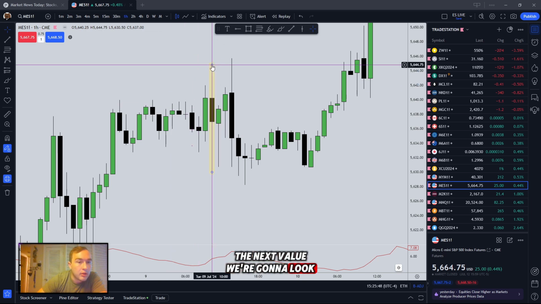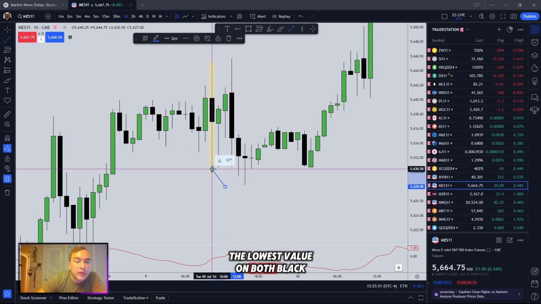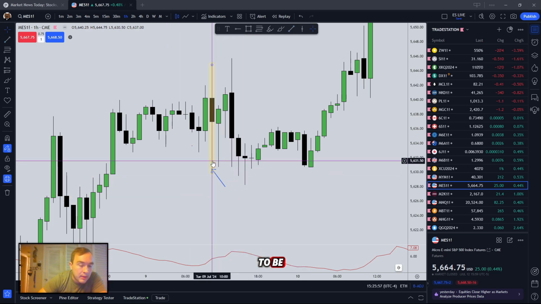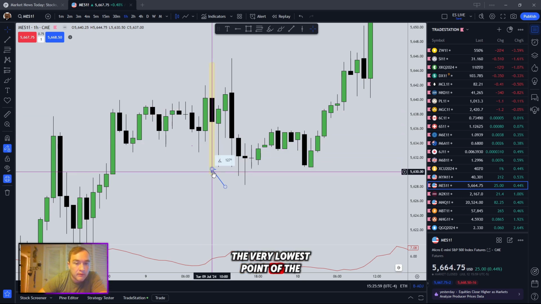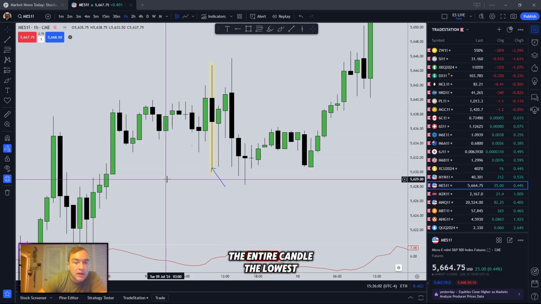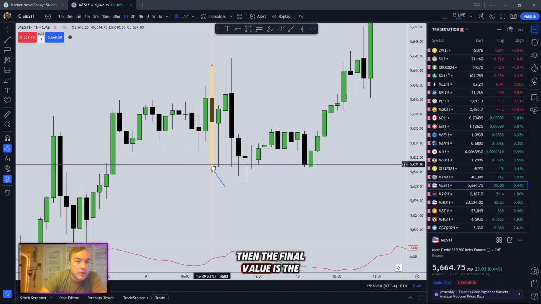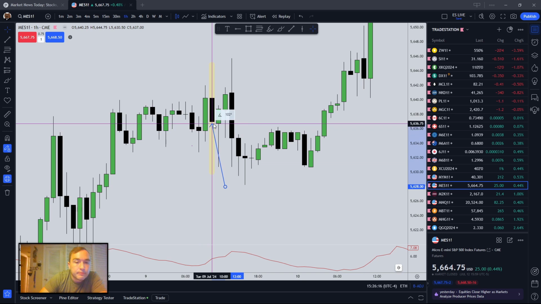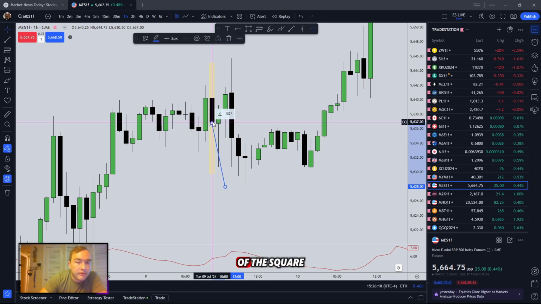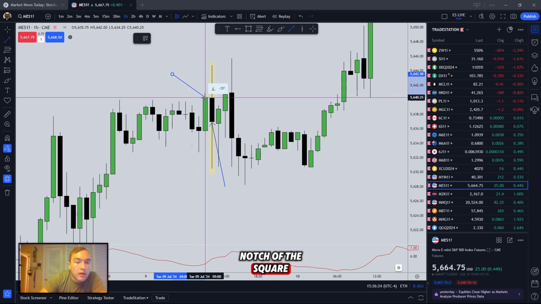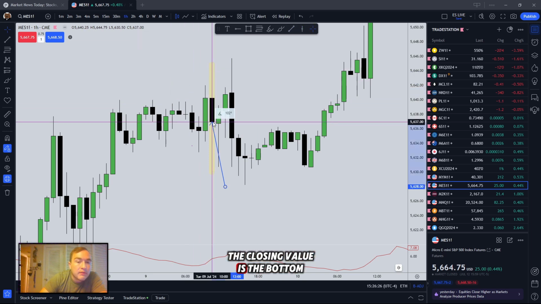The next value we're going to look at is the low. Okay, the lowest value on both black candles and green candles, or up candles and down candles, is always going to be the very lowest point of the entire candle. Okay, the lowest little point here. Then the final value is the closing value, 5,637 evens. If I take my cursor, notice that that's the bottom notch of the square. So in a green candle, the closing value is the top notch of the square. In a black candle, the closing value is the bottom notch of the square.